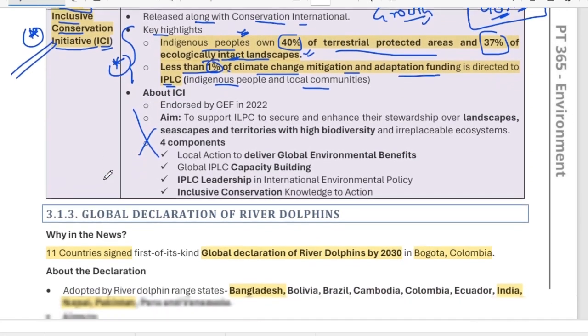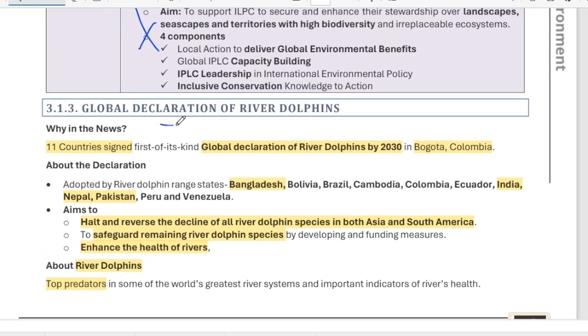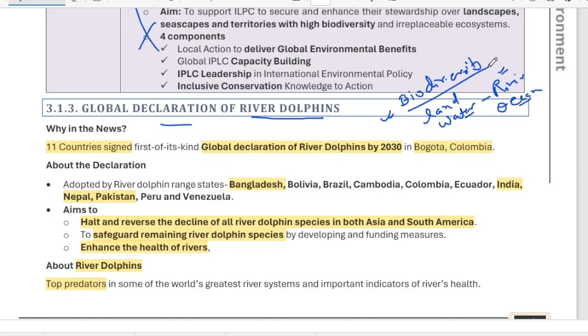Now moving ahead, global declaration on river dolphins. I have already told you what biodiversity is. Biodiversity includes all the animals and plants, and it exists at all places. It can be on land, underwater, in the river, in the ocean. In the ecology of rivers, dolphins play an important part. Dolphins are a type of fish that are mammals, big in size, and largely eat small fishes.